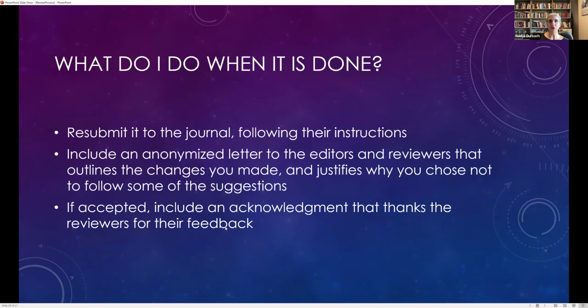Okay, so what to do when you've reached that point then? You're going to resubmit it to the journal following their instructions for resubmission. And I think it's really helpful, certainly for us. Most authors do not do this, but it's actually very helpful for us, or for whatever journal you're sending it to, to include a letter that indicates what you actually did.